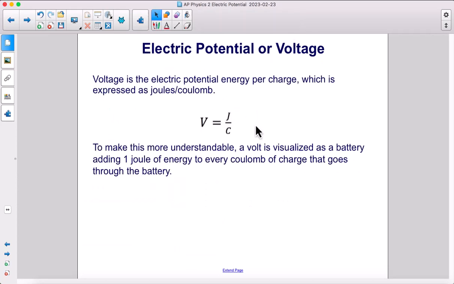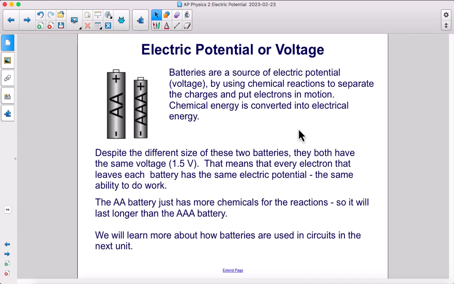Voltage is the electric potential energy per charge, which is expressed as joules per coulomb. To make this more understandable, a volt is visualized as a battery, adding 1 joule of energy to every coulomb of charge that goes through the battery. Batteries are a source of electric potential by using chemical reactions to separate the charges and put electrons in motion. Chemical energy is converted into electrical energy.